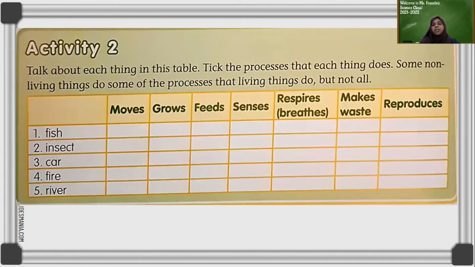Talk about each thing. Now you have to tick what each thing does, okay? Some non-living things do some of these processes which living things do, but not all of them. Fish, does it move? Yes. Grows? Yes. Feeds? Yes. Senses? Yes, the fish can sense. Respires or breathes? Yes. Makes waste and reproduces? Yes. What about the insect? Yes, it moves, it grows, it feeds, it senses, it respires, it makes waste and reproduces.